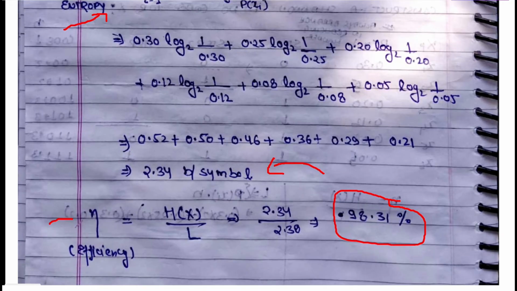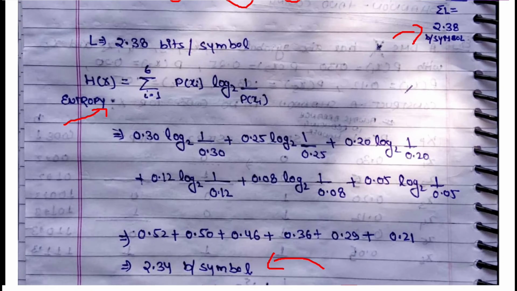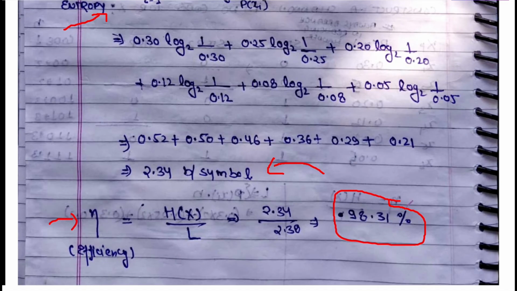The efficiency formula we remember, it is entropy divided by the total length. So entropy is 2.34 divided by length, that came out to be 2.38. So we are getting an efficiency of 98.31%. So you see, this is quite good efficiency, right?